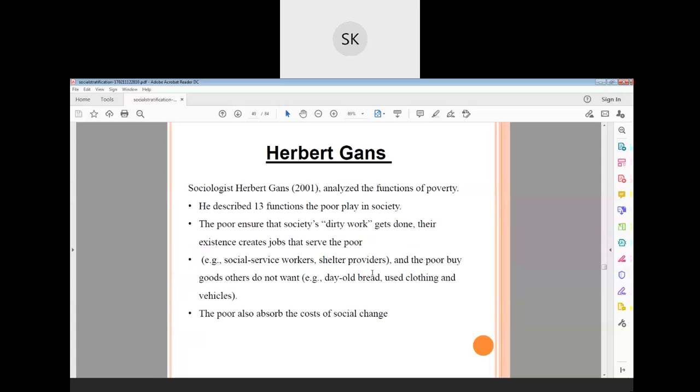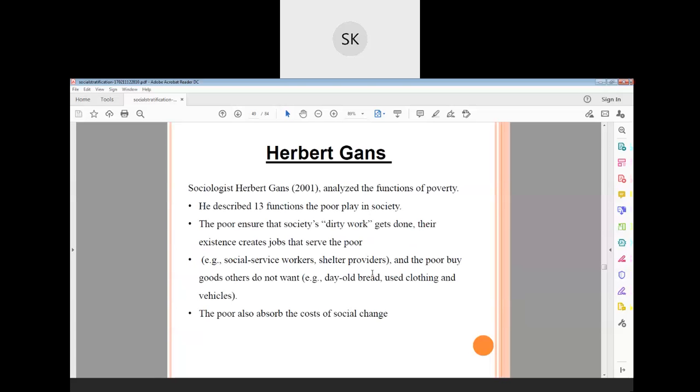He described 13 functions the poor play in society. The poor ensure that society's dirty work gets done, and their existence creates jobs that serve the poor, that is social service workers and shelter providers. And the poor buy goods others don't want. The poor people have to work to clean the dirty areas.